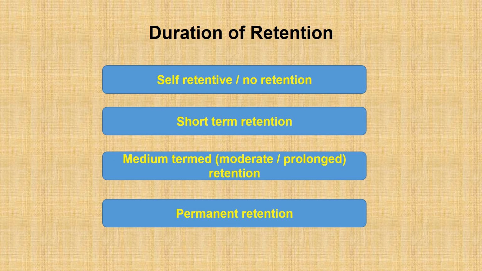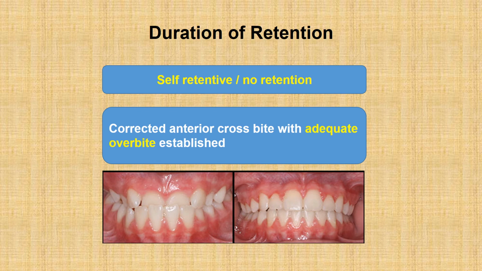Now, duration of retention. Okay, there can be 4 durations of retention. One is no retention, whereby it is postulated that the correction is self-retentive. You have short-term retention, you have medium-term or prolonged retention, and you have permanent retention. Okay, now self-retentive or no retention, this is especially true in cases where an anterior crossbite has been corrected and at the end of treatment an adequate overbite has been established. Now this overbite will be sufficient to retain the teeth in the corrected position.